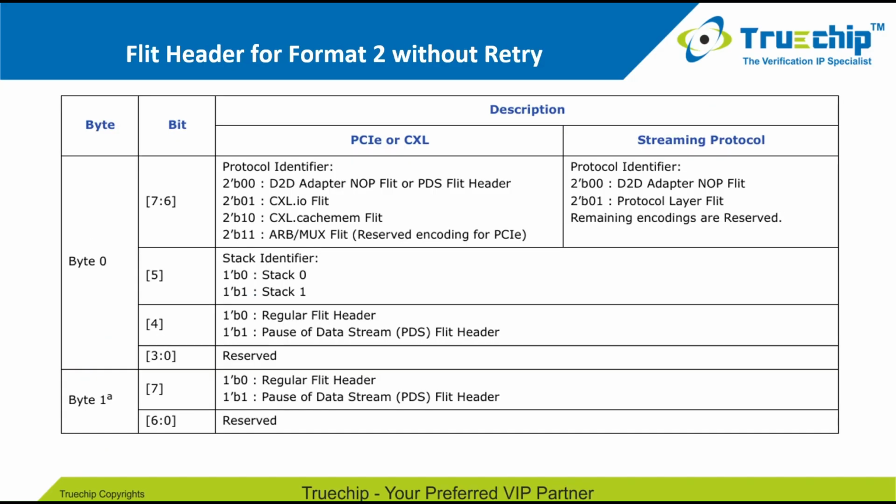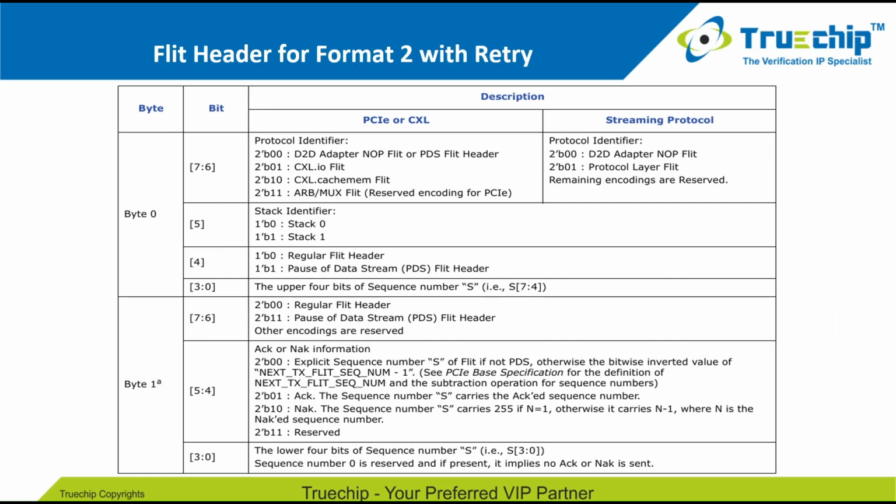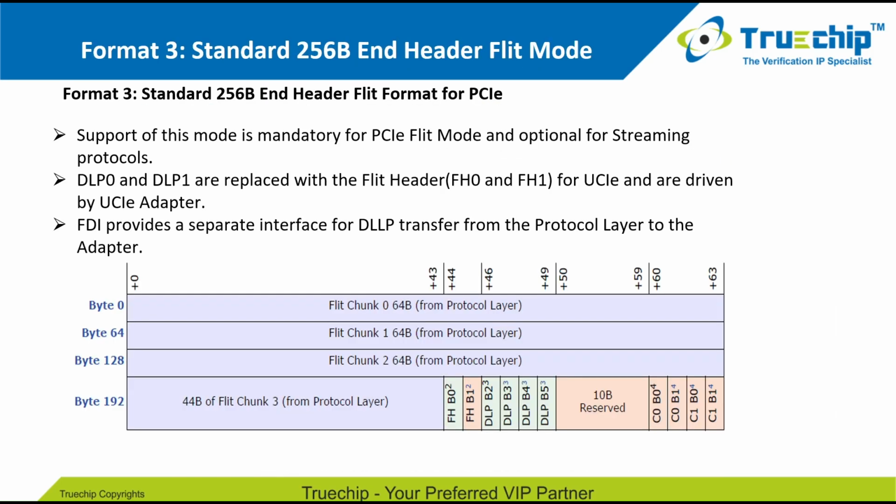Then show the detailed flit header definition for this format, both without and with retry. And format 3 is the standard 256-byte end header. This format is mandatory for PCIe flit mode, and optional for streaming protocol. It's called end header because if you look at this diagram, the flit header B0 and flit header B1 are placed at the end of the 256-byte flit, starting around byte 44. This is also supported for the new management transport protocol.